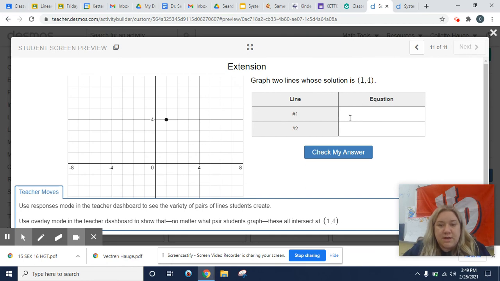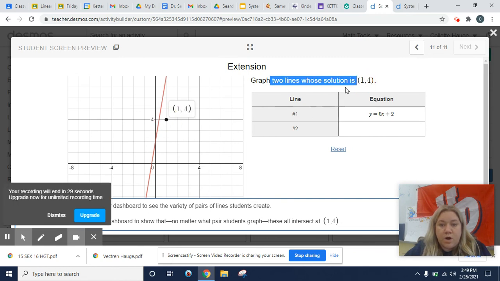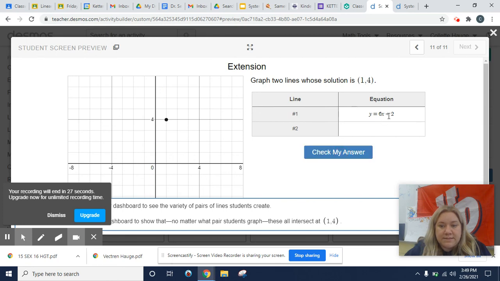An extension that we'd like for you to type in here, y equals something, if I do 6x plus 2, okay, I'm going to press check my answer and it'll graph these equations. So it wants you to graph 2 lines that the solution would be (1, 4). So obviously I want to reset. That's not correct, okay, and use this grid to help you find the slope and find the y-intercept.